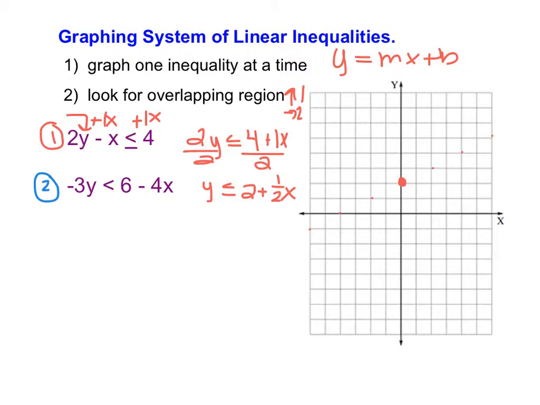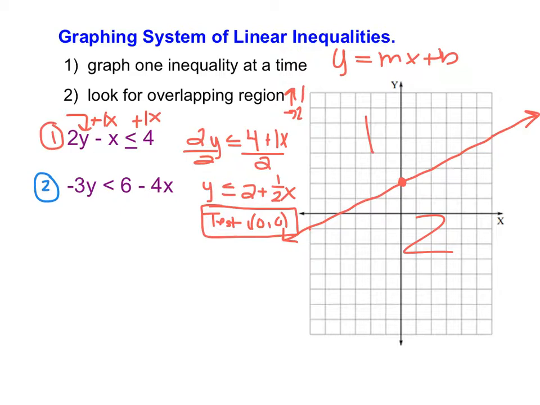Then from here, I note that I have an inequality that has an equal to underneath. And as a result of that, we are going to have a solid line. So I can connect all of my dots with a solid line. And then the last thing I need to determine is which way I am going to shade. And here, I'm going to just test a point to figure out which region, region 1 or region 2, is going to work. So here, I'm going to test the point 0, 0. And if it works, that tells me that that region should be shaded. And if it doesn't work, that tells me that the other region should be shaded.